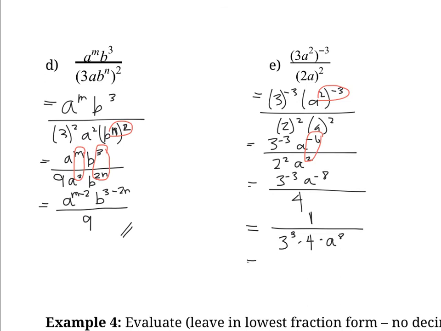So let's rewrite this very quickly. I've got 1 over 3 to the power of 3 all to the power of 4. That's just going to be 27 times 4. And that's just going to be 108. And then we have a to the power of 8, and we're done.